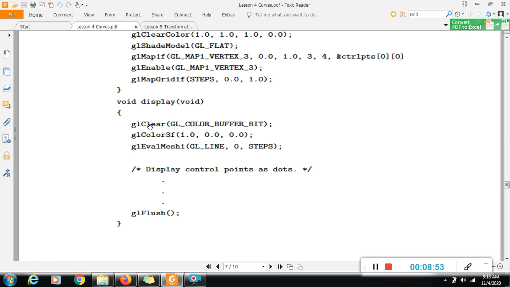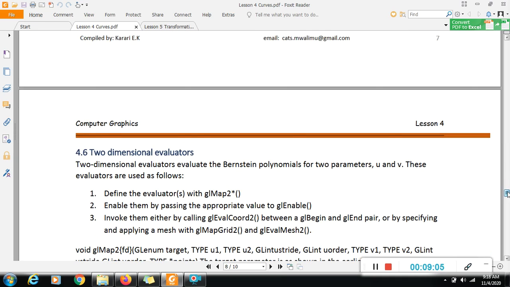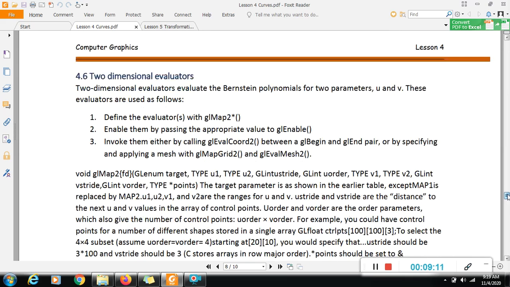So you see, the display procedure or function is one that calls glFlush, which of course displays the control points, which you see as continuous dots, which becomes the lines which are rendered as shown above. Now when you want to do two-dimensional evaluation, the evaluators will be used as follows. You define the evaluators with glMap2, not glMap1 like the other one.